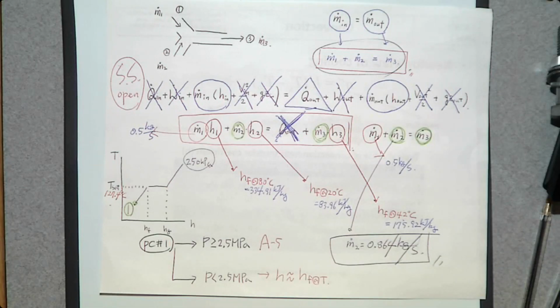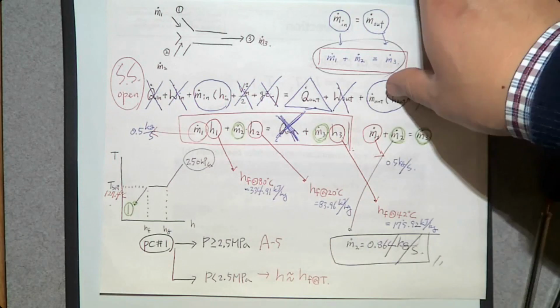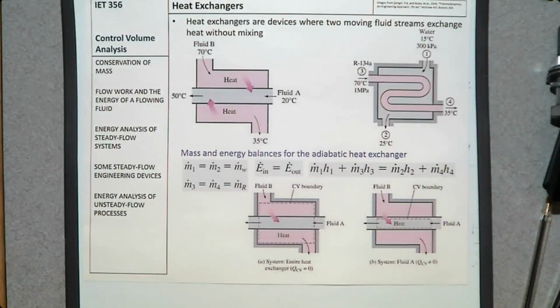And the last steady state open thermodynamic device is going to be this one, heat exchanger. This is the last one. In other words, this is the hardest one. In other words, this has the highest possibility to be in your second exam, right?